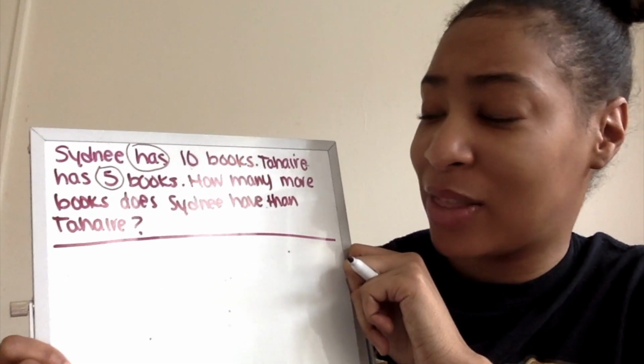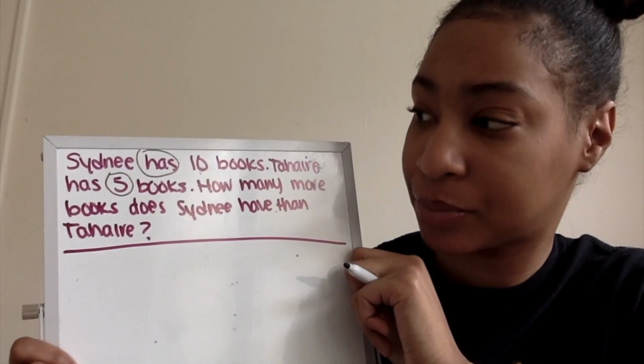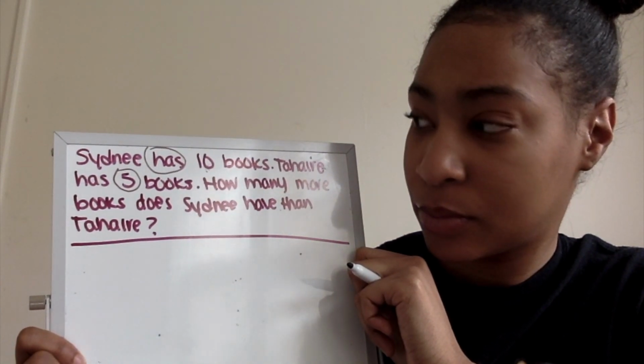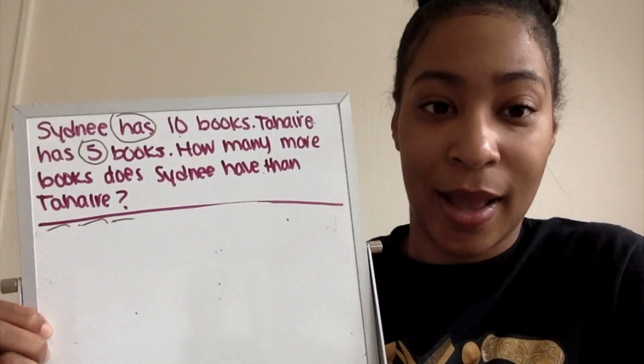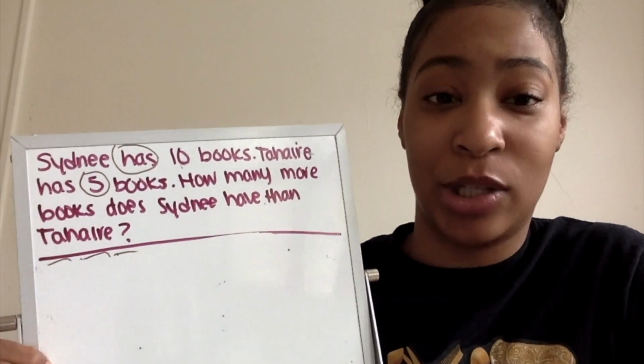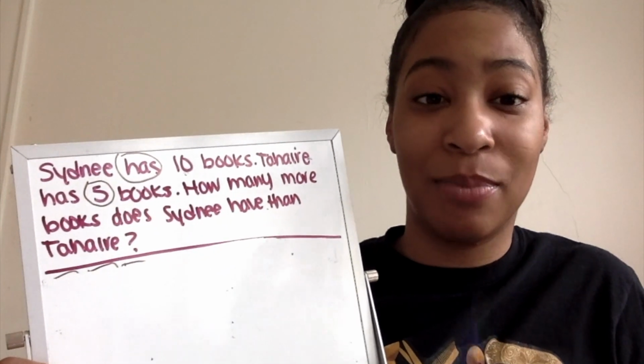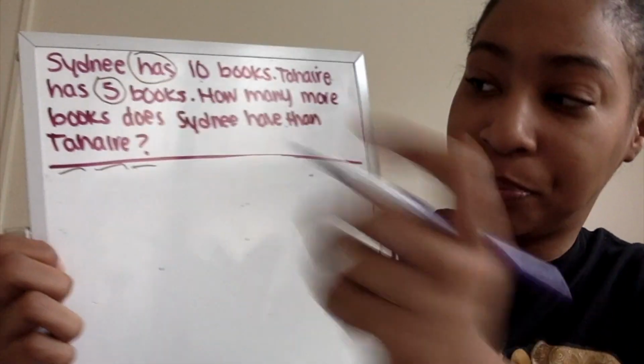So do you all think that we're going to be doing addition or subtraction? Subtraction. Perfect. Now that we know that we're doing subtraction, let's start drawing our picture. So the first thing we're going to draw is 10 books to represent the 10 books that Sydney has. So I want you to make sure that you're drawing your book and counting along with me.